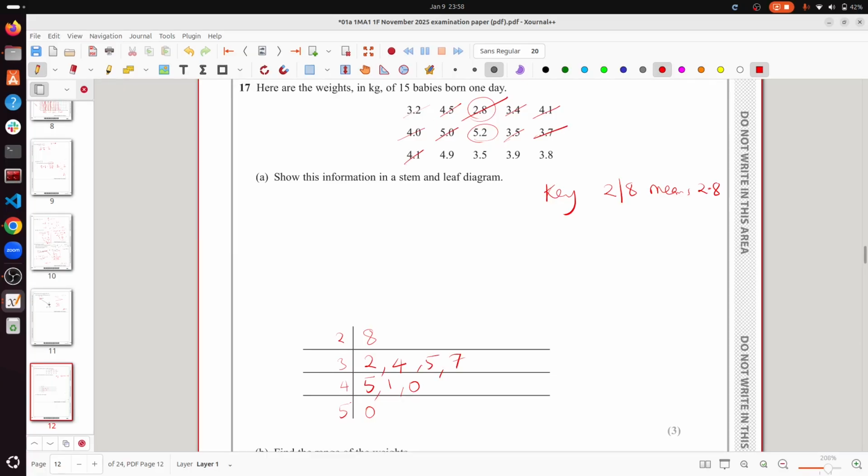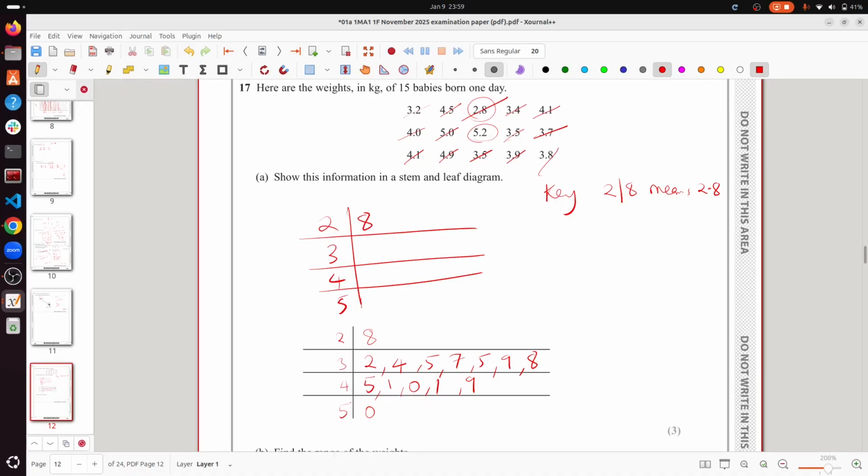3.7, 4.1, 4.9, 3.5, 3.9, 3.8. Now we have to put a stem and leaf in order, because that's the whole purpose of a stem and leaf, to put our numbers in order. So ideally we should have drawn our own rough first and then transfer the ordered one into the given stem and leaf. So what I mean by that, 8, that's the highest number there.